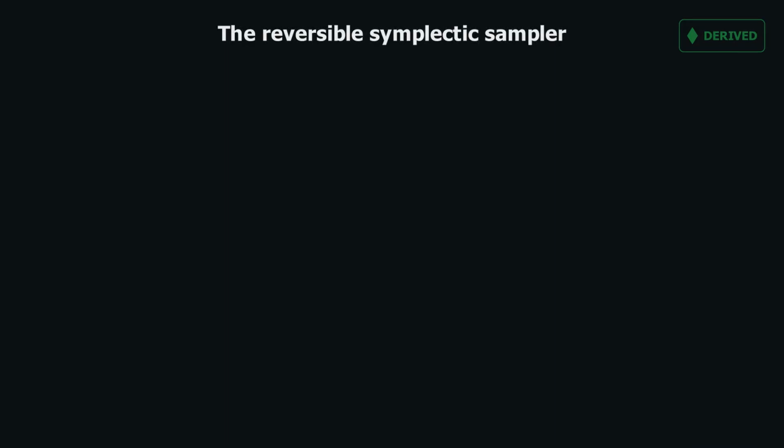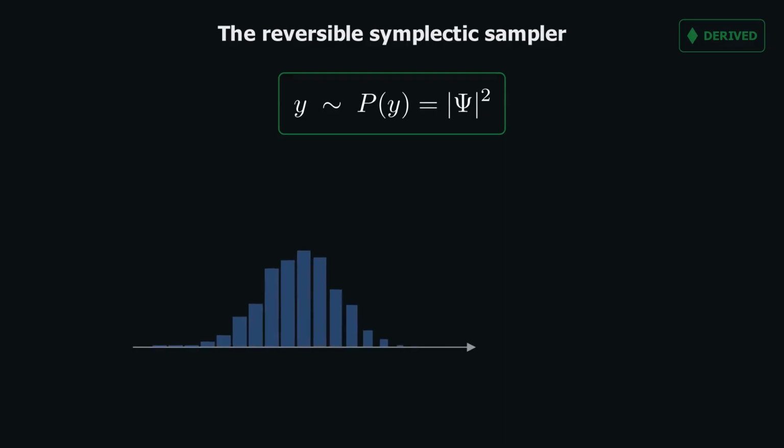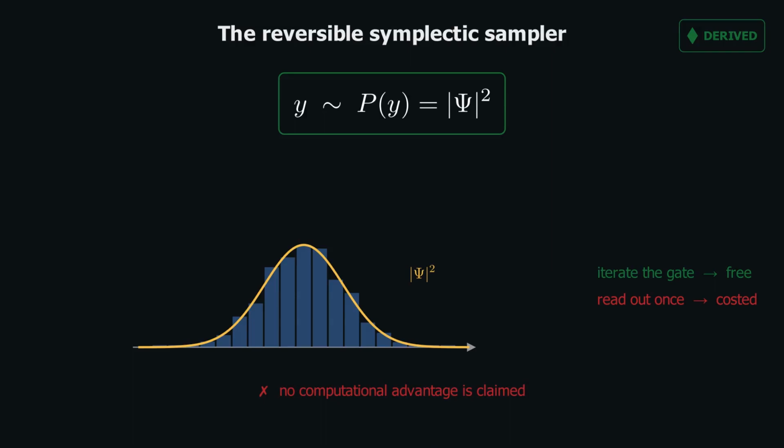Part 6 reads the entire measurement problem as one object. The substrate is a reversible symplectic sampler. Run it forward from a typical starting condition, then read it out, and the outcomes arrive distributed as the Born weight, the modulus of psi squared. Iterating the gate is free. The readout is the one-costed step. The relaxation to that distribution is a sub-quantum H theorem. Complementarity becomes the statement that a partial reset buys partial coherence, and the network capacity counts how many reversible layers compose before the resets accumulate.